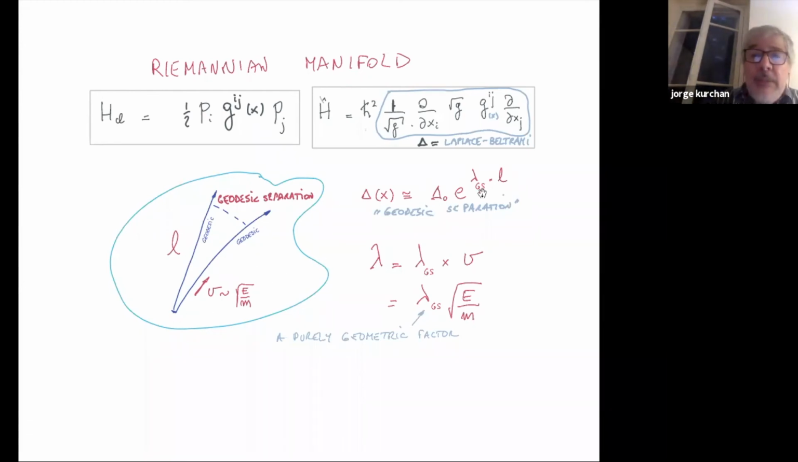So the Lyapunov exponent, which is the exponential separation of two trajectories, is given by a purely geometric separation, which I called lambda GS, geodesic separation, times the velocity with which you move. Because if you move faster, this separation happens faster, simply because you're showing the film twice as fast. So you have this purely geometric thing, which depends on the sphere, on the manifold itself. And then you multiply it by the velocity, which is basically the square root of the energy divided by f.